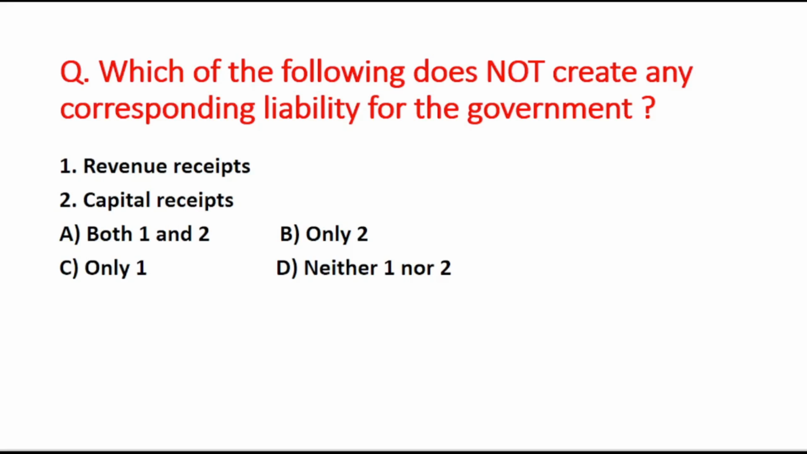Next question is, which of the following does not create any corresponding liability for the government? First statement is the revenue receipts, second is the capital receipts. Below are the four options. Correct one is the option C, that is only first. It means revenue receipts does not create any kind of liability for the government.